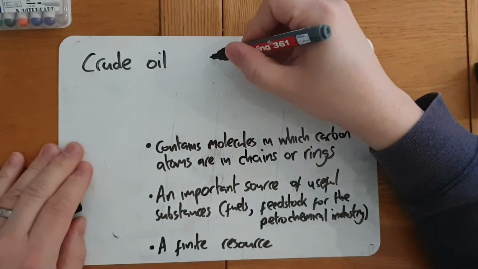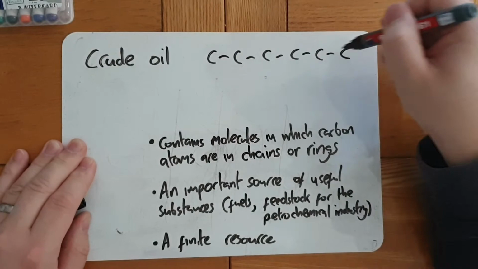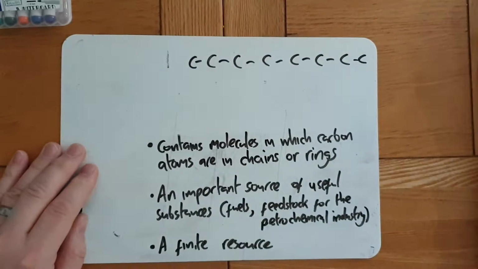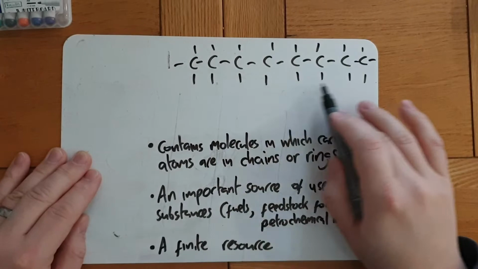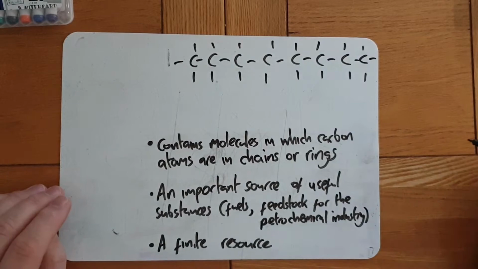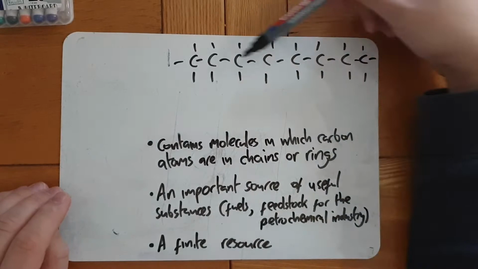So carbon, carbon, carbon, carbon, carbon, carbon, 1, 2, 3, 4, 5, 6, 7, 8. So that is a chain of carbon. We will put the hydrogens in. I'm not going to make you watch while I draw all the hydrogens. Just assume there's a hydrogen on the end of all of these bonds. This is a chain of carbon atoms. This particular one would be called octane because there are eight of them. That's a chain of carbons.